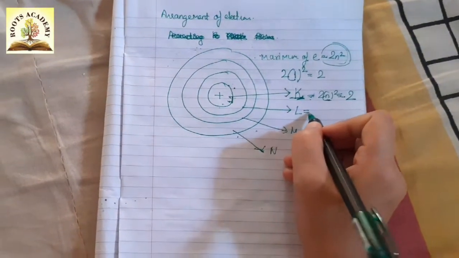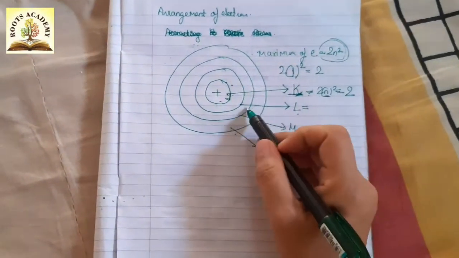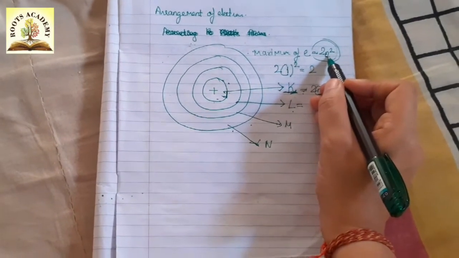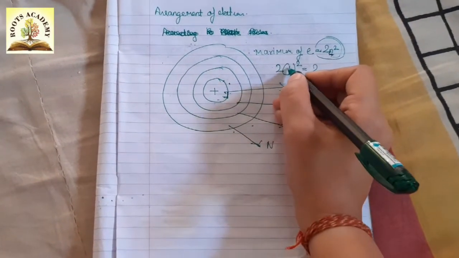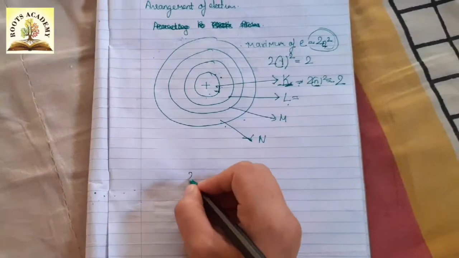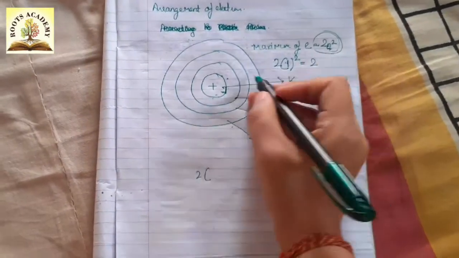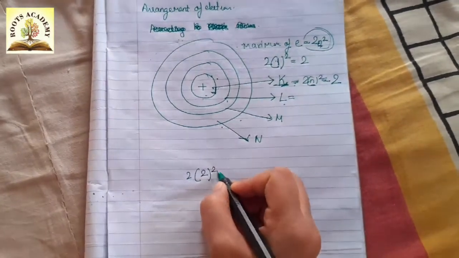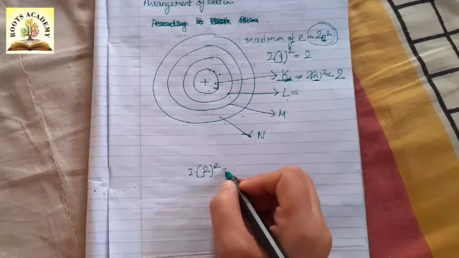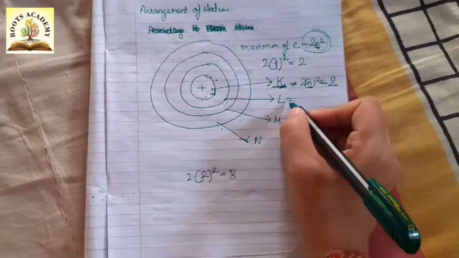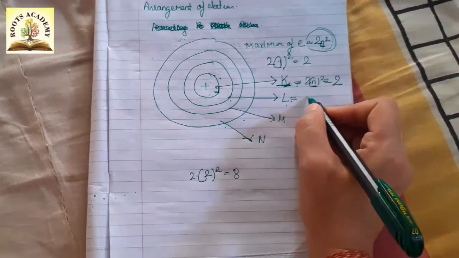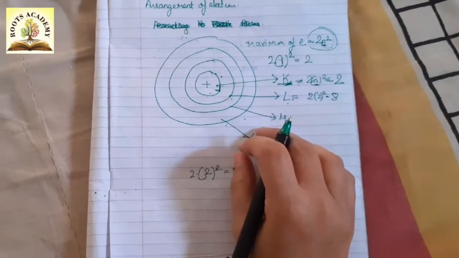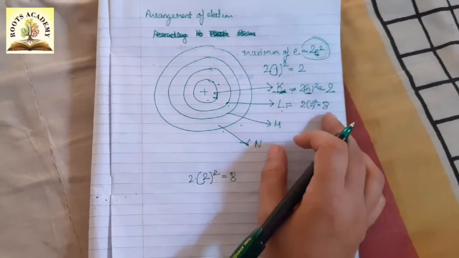What about L? As L represents the second shell, in place of n I write 2. 2 squared is 4, and 4 multiplied by 2 gives the answer 8. So my second shell can take a maximum of 8 electrons, or less than 8.